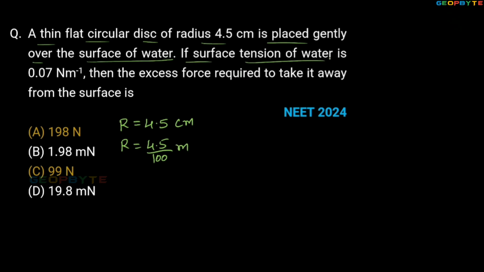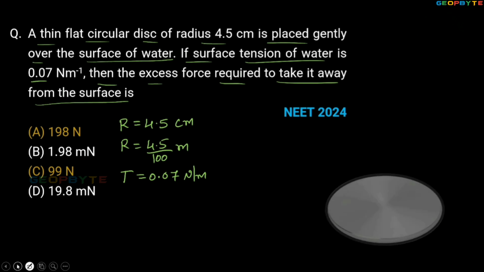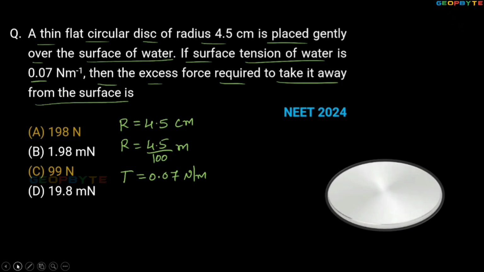If the surface tension of the water, generally marked with T, is 0.07 Newton per meter, then the excess force required to take it away from the surface is? What is the excess force required to take it away from the surface? That means how much external force is required to pull the thin flat circular disc away from the surface of the water.